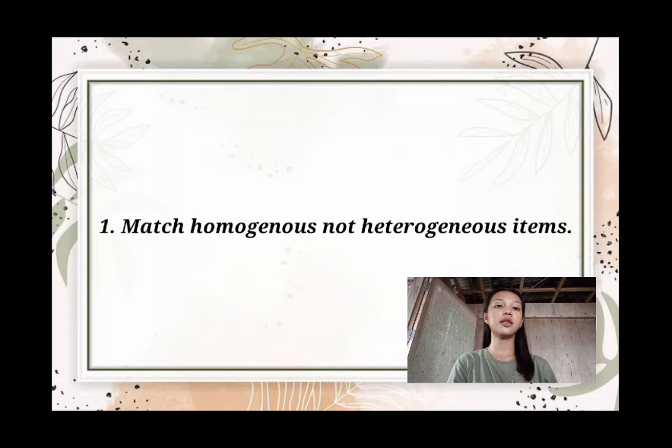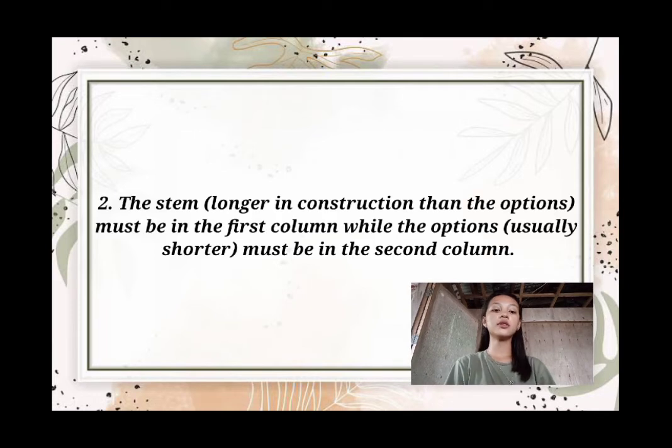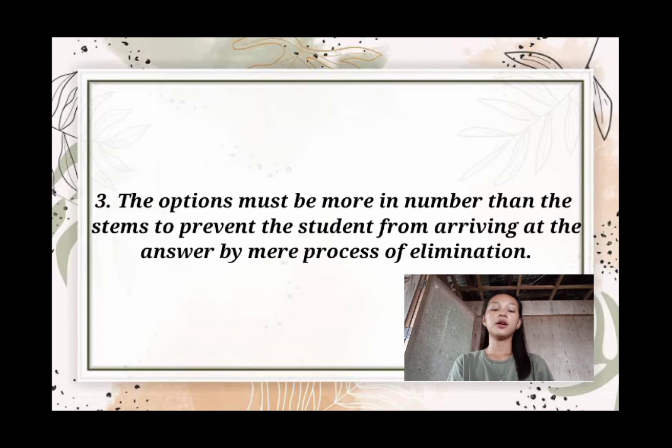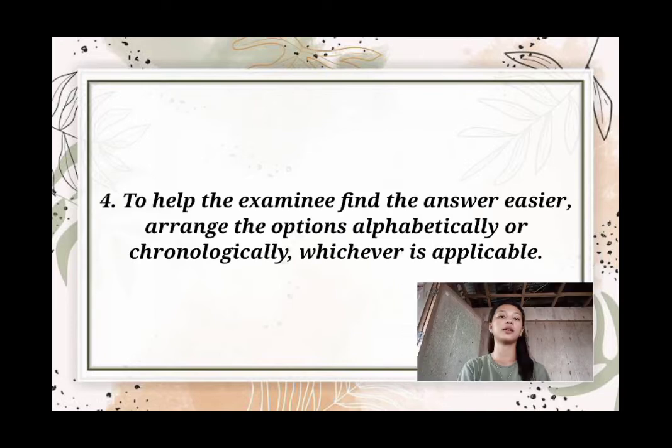Match homogeneous, not heterogeneous items. The stem, longer in construction than the options, must be in the first column, while the options, usually shorter, must be in the second column. The options must be more in number than the stems, to prevent the student from arriving at the answer by mere process of elimination. To help the examinee find the answer easier, arrange the options alphabetically or chronologically, whichever is applicable.